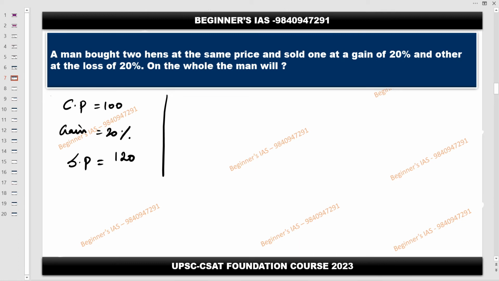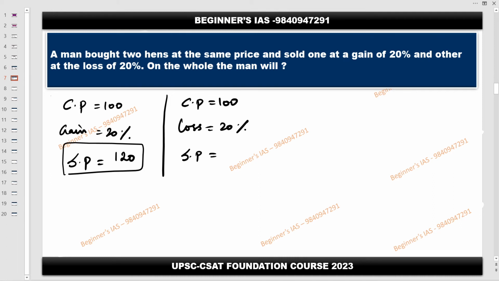Now listen very carefully here. This is the SP. Next thing is the same: CP is equal to 100. Then here the loss is 20 percent, so the selling price is going to be 80. Understood? Now what is the total cost price? 200, sir. 100 plus 100 is equal to 200.